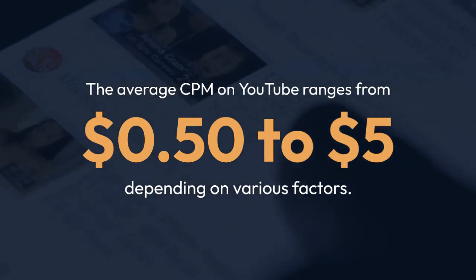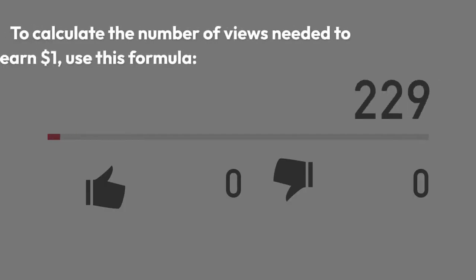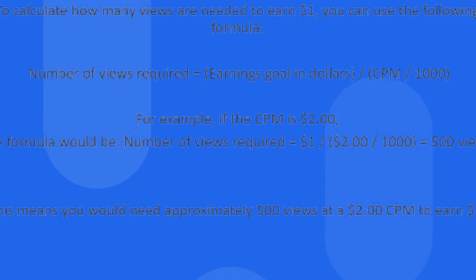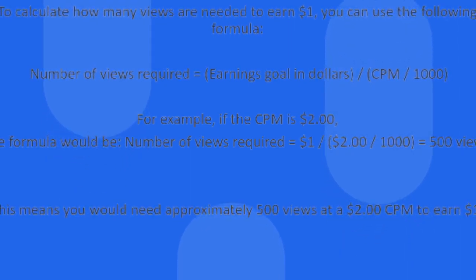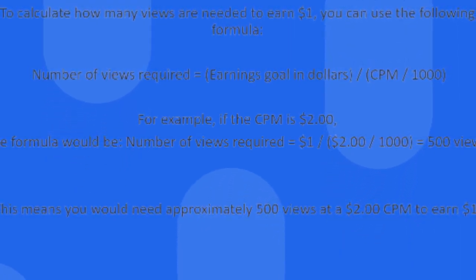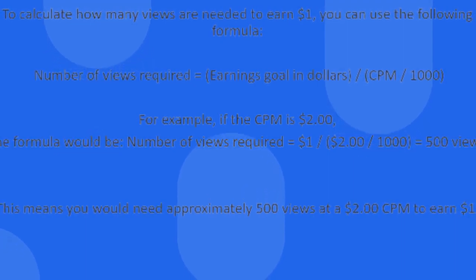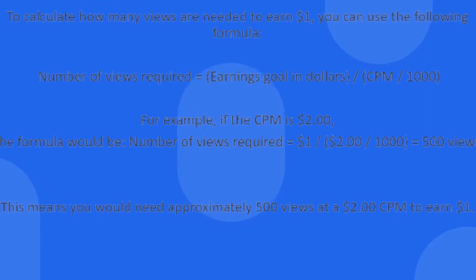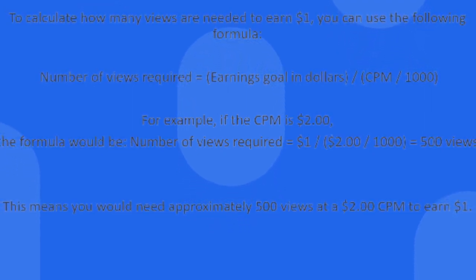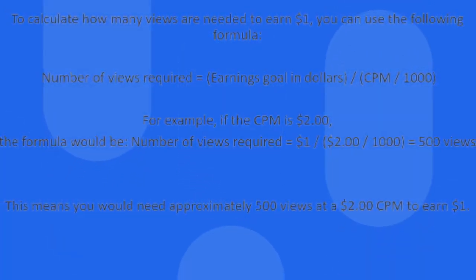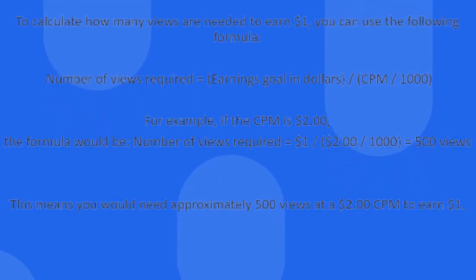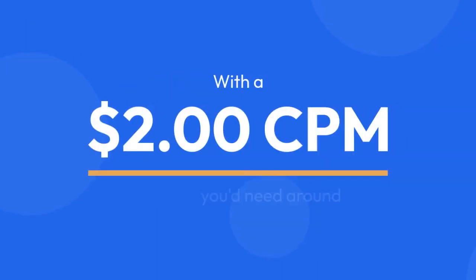However, keep in mind that this is a rough estimate, and actual CPM rates can be higher or lower based on the factors mentioned above. To calculate how many views are needed to earn $1, you can use the following formula: number of views required = earnings goal in dollars ÷ CPM × 1,000. For example, if the CPM is $2, the formula would be number of views required = $1 ÷ $2 × 1,000 = 500 views. This means you would need approximately 500 views at a $2 CPM to earn $1.